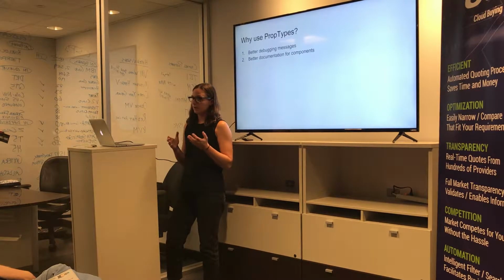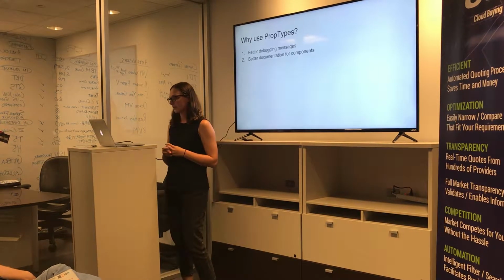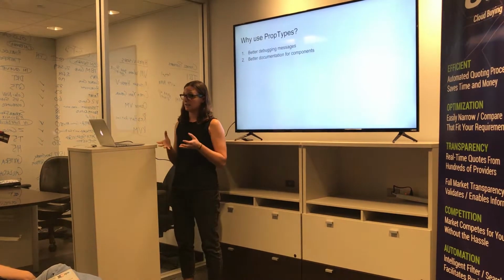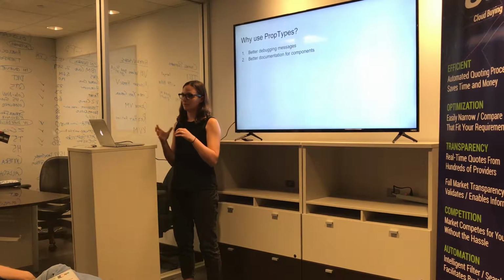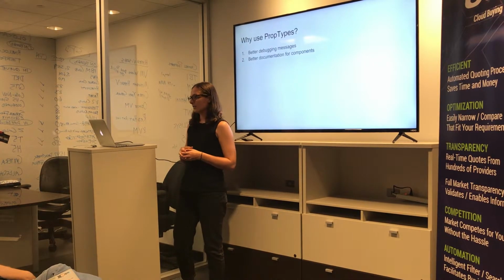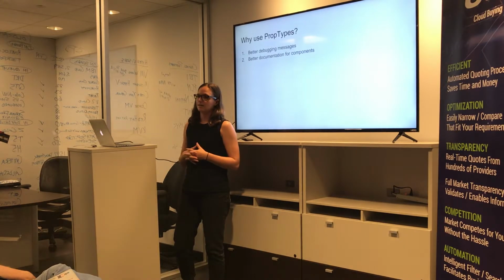What's nice about this is that it gives you better debugging messages. It'll warn you when a prop type is required but isn't found, or if it's of a different type than you're expecting. It also serves as better documentation for components. A lot of times I have to look up examples of how components are used in projects to understand them, but this way I can just read the component, read the prop types, and get a good sense of what that component is and does.